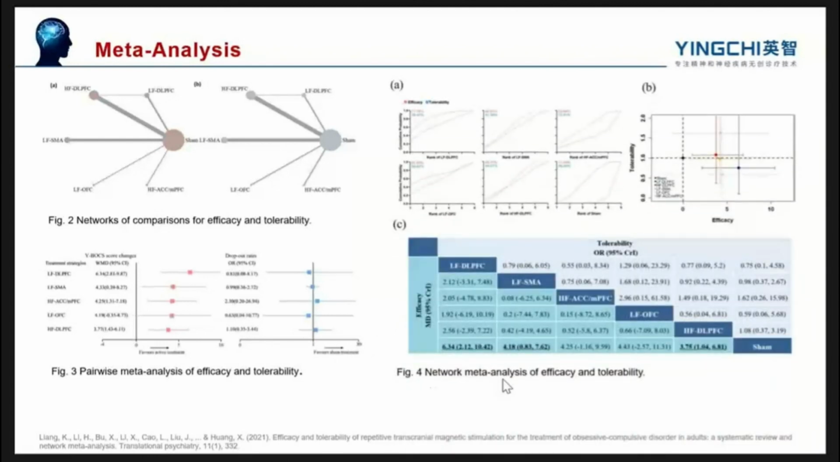And this is the network meta-analysis of the efficacy and the tolerability of different strategies. We can see the efficacy of different strategies through this, and they found the same results as the pairwise meta-analysis. What's the difference between these two meta-analysis techniques? This is a direct comparison between, for example, the low frequency DLPFC and the sham, but the network meta-analysis also uses indirect comparison methods to compare the efficacy and the tolerability differences between those.